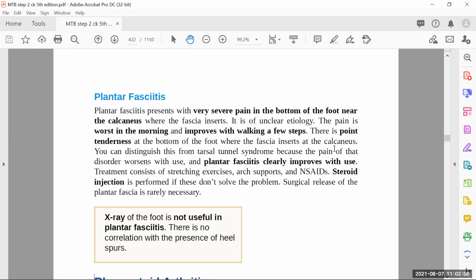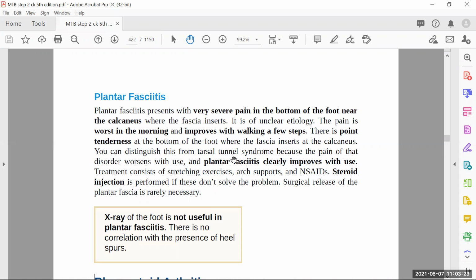at the calcaneus. So the Achilles tendon, you must have remembered anatomically, all the muscles of the back compartment of the leg merge together and are inserted on the top of the calcaneus in the form of the Achilles tendon, and that Achilles tendon is actually creating this pain. They're saying there's a point tenderness at the bottom of the foot where the fascia inserts at the calcaneus.